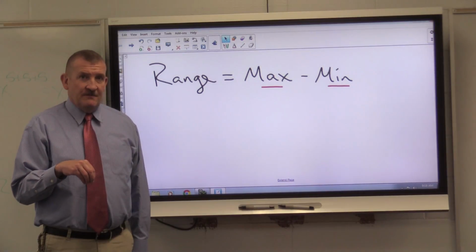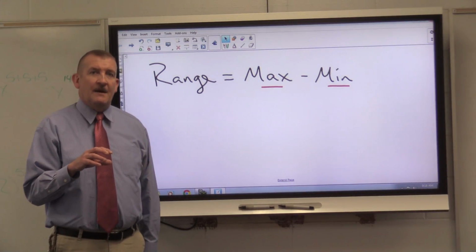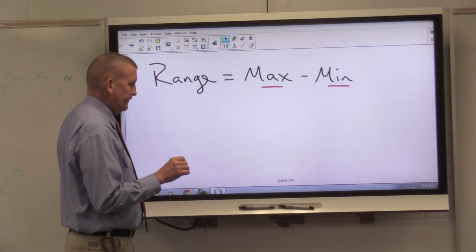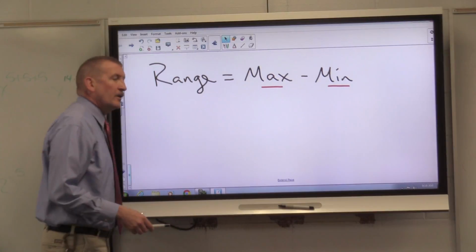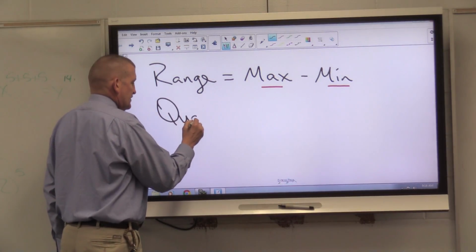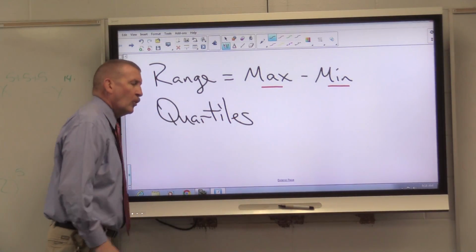The next measurement of variation that we're going to discuss, these next few topics are a little more difficult for students to understand. And what we're going to first talk about is what's meant by the term quartiles. Quartiles.